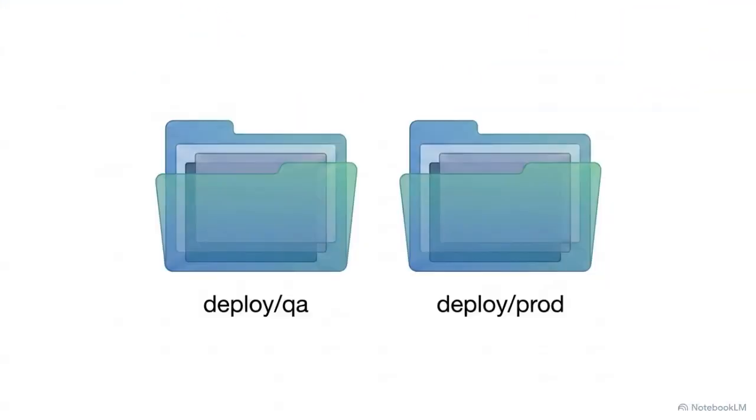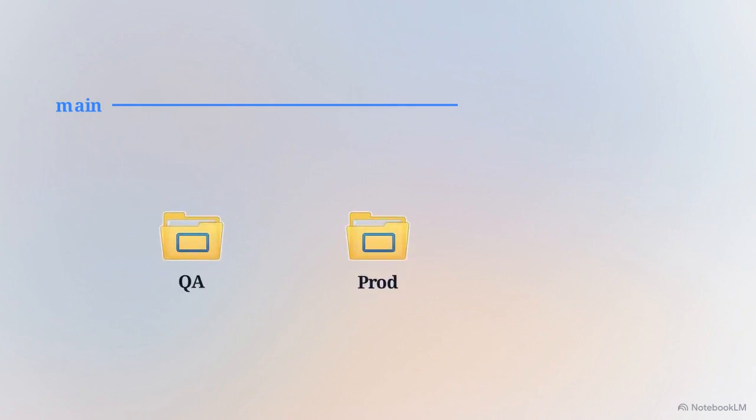But if we eliminate environment branches, how do we keep the QA configuration separate from production? The answer is directories. Here you can see a standard file tree inside the GitOps repository. Distinct folders labeled QA and prod sit side by side, rooted on the exact same main branch. The promotion flow shifts from branch merges to file updates. To move a release from QA to production, you open a pull request to copy the updated text file from the QA folder and drop it into the prod folder.